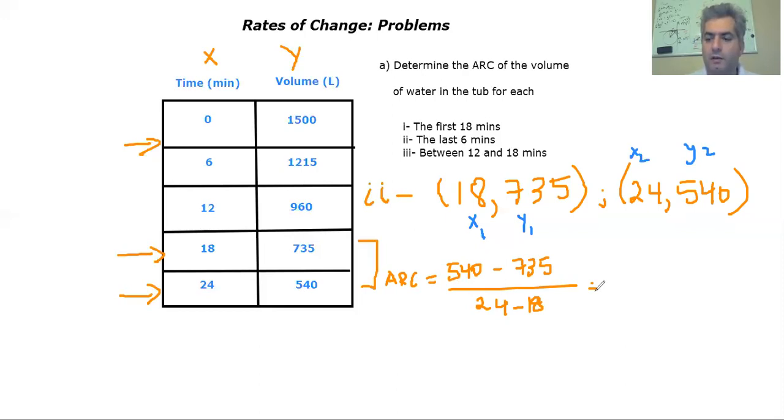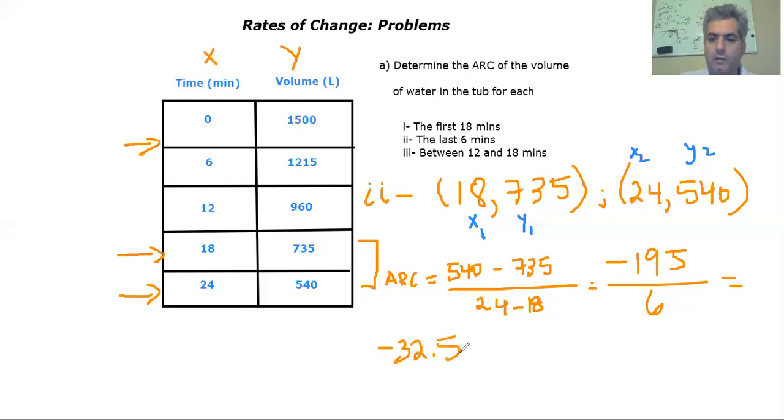So 540 minus 735. If you want to train, if you have the time, you can train to do mental math, and you can train your mind so that you're easily solving these simpler calculations in your mind. It's good for mental math. Negative 195 over 6. So you're going to get negative 195 divided by 6. Gives us negative 32.5.